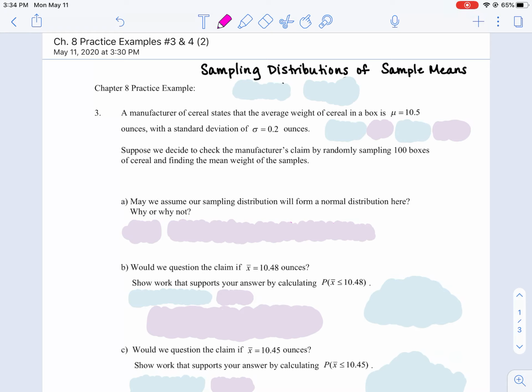But my goal of this video is, I'm going to make two videos. One for question number 3, that's this video, which is an example of sampling distributions of sample means. And then number 4, I will do a separate video for sampling distributions of sample proportions. So you'll have two videos.